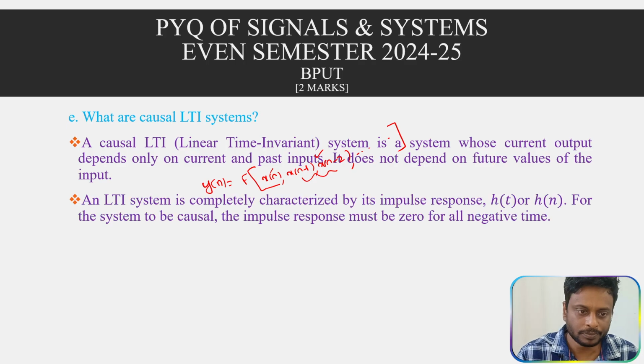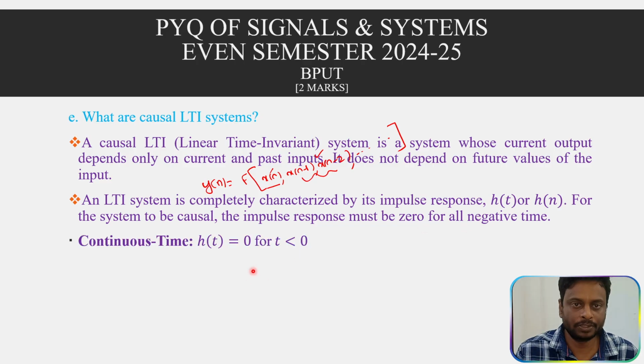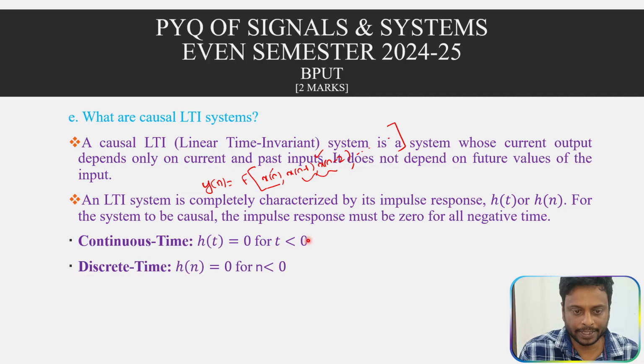The LTI system is completely characterized by the impulse response, that is h of t in case of continuous time, h of n in case of discrete time. For causal systems, the impulse response must be 0 for negative values of time. So for continuous time, h of t equals 0 for t less than 0. For discrete time, h of n equals 0 for n less than 0. So these are the causal LTI systems.